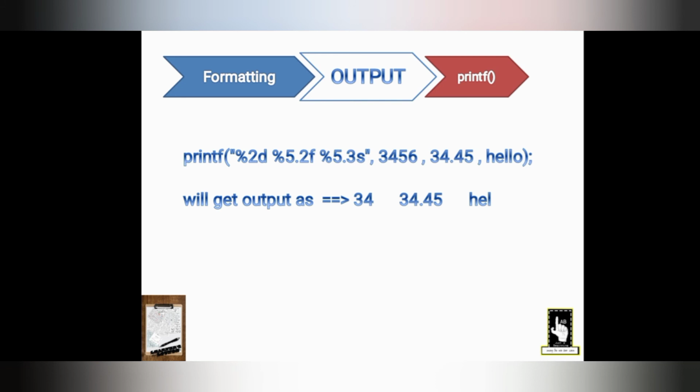The first one is %2d, so it will take only the first two digits and omit the 56, so we are getting 34 in the first place. After that %5.2f, that is 5 places including the decimal point and 2 precision. Already there is 2 precision, and including the decimal point there are only 5 characters, so the entire value is printed on the screen. Next is %5.3s, so the width is 5 for the string HELLO, but we have given the precision as 3, so the first 3 characters alone will be printed, that is HEL.